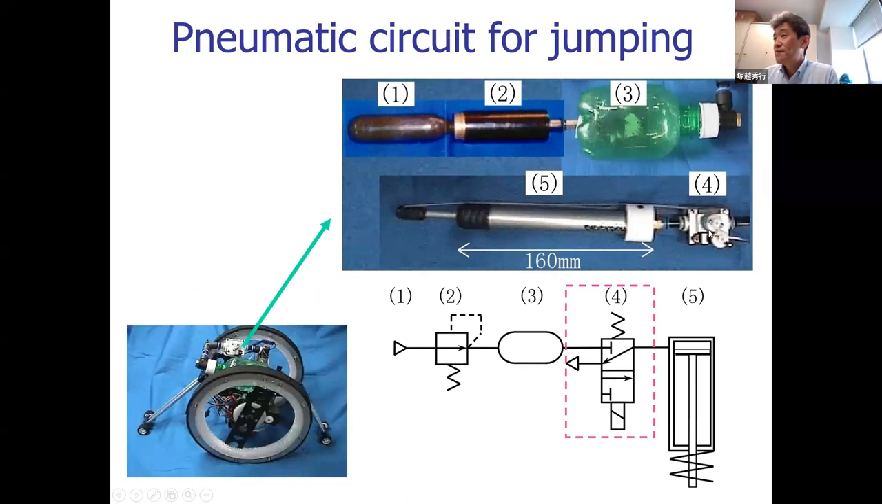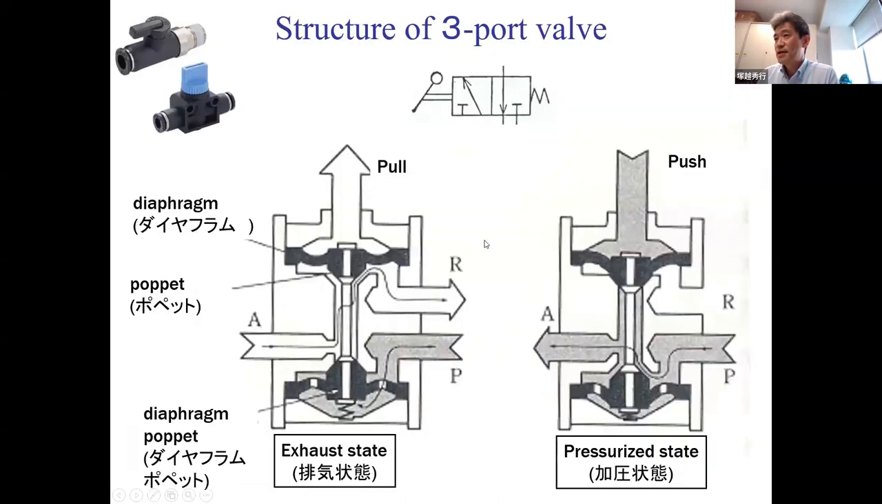Okay, so the valve used for this jumping is this three-port valve. Actually, it is the poppet valve, and these are the pressure source, the pneumatic cylinder port, and the release port. If the air cylinder is connected to the release port, then it can be exhausted. And if this rod itself is pushed, then this part is connected. As a result, the cylinder can be pressurized from the pressure source.